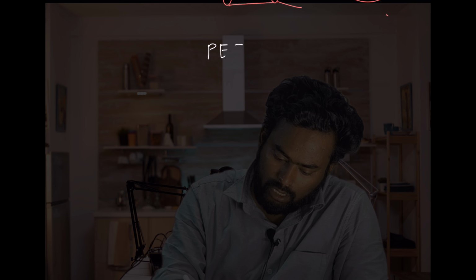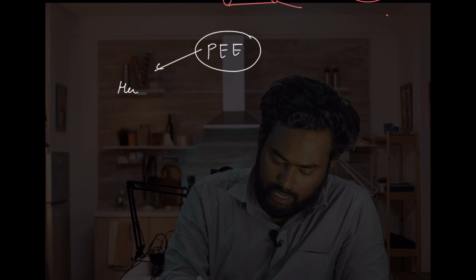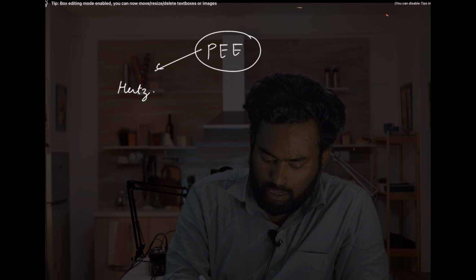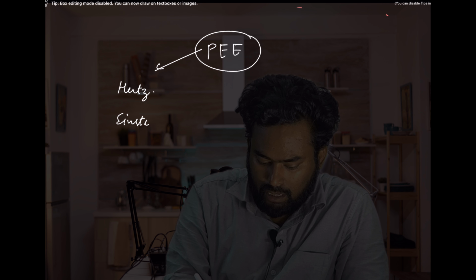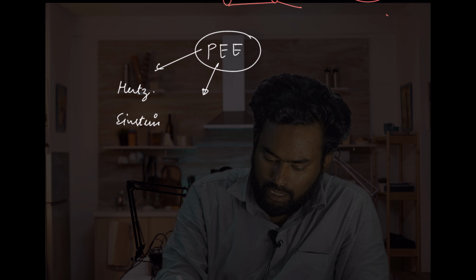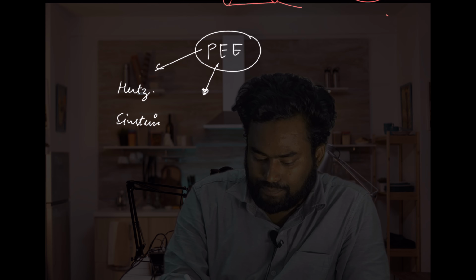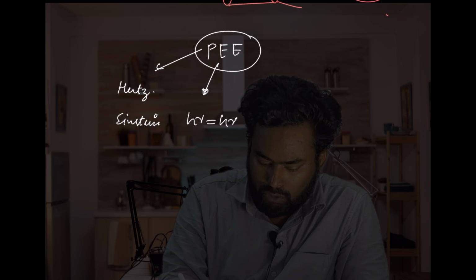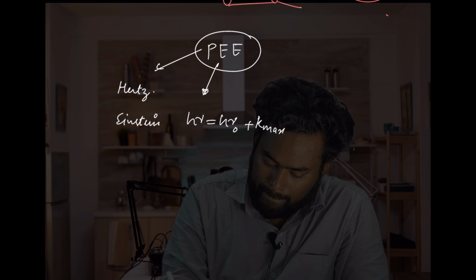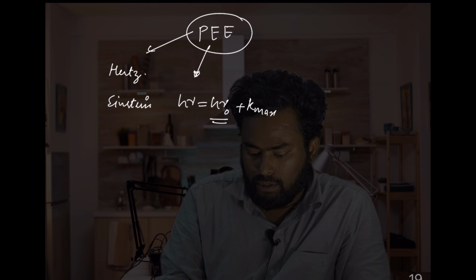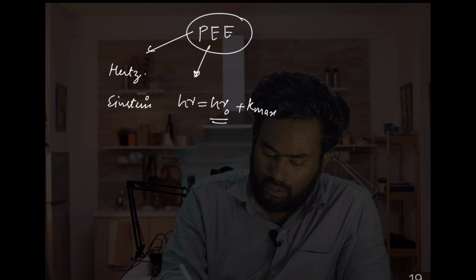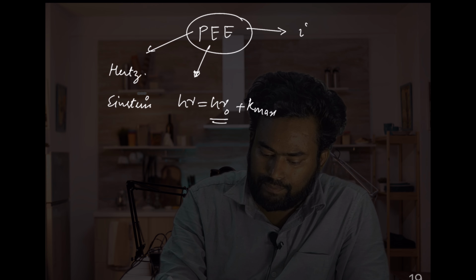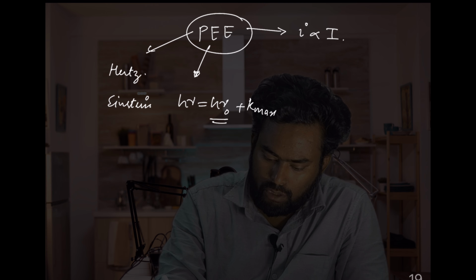Okay, now, we are talking about the photoelectric effect. We saw that it was observed by Hertz, explained by Einstein. Then we saw the equation of photoelectric effect, h nu equals h nu naught plus K max. This is the threshold energy. Now we saw that current is proportional to intensity.